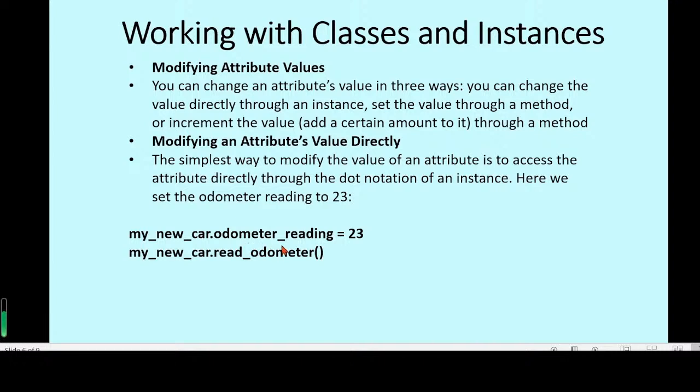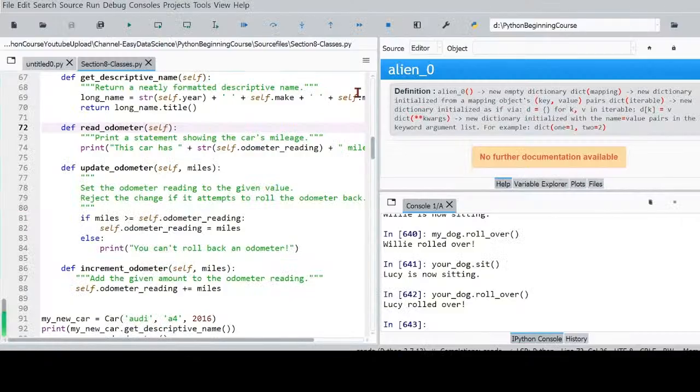Because the odometer reading's initial value for each car is 0, now we can modify this reading this way. We can use my new car dot odometer reading equals 23. So next we use my new car dot read odometer and will get this new value. We will try this.